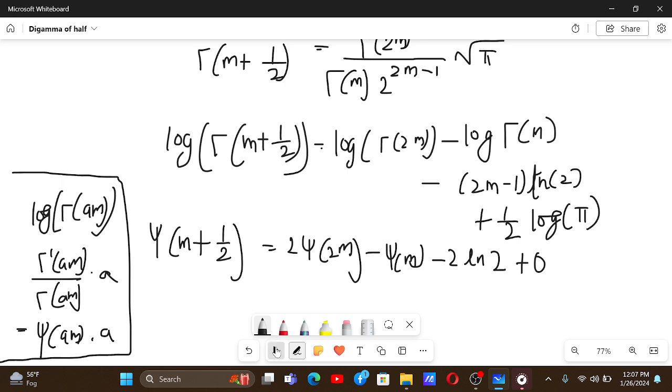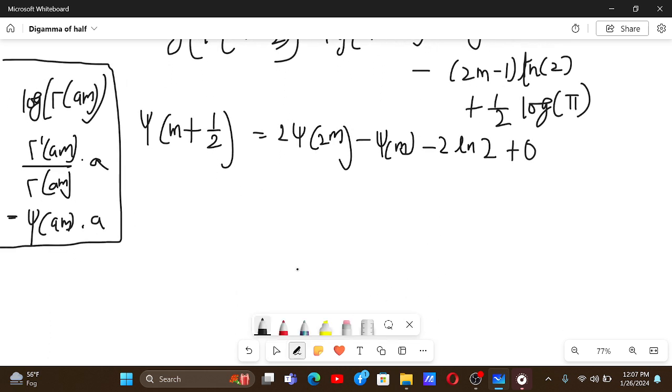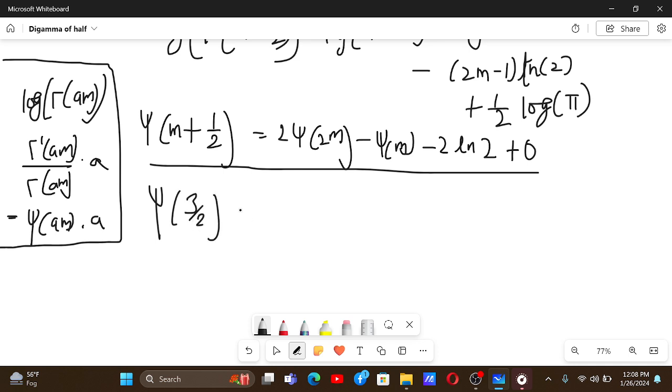Okay, so we have the duplication formula for the digamma function. Now if you want to find out digamma of 1 by 2, you can place m as 0, you might think, but over here we will not be able to find digamma of 0. So for now let us place m as 1, and that will give us digamma of 3 by 2 as 2 times digamma of 2, placing m as 1, minus digamma of 1, minus 2 ln 2.